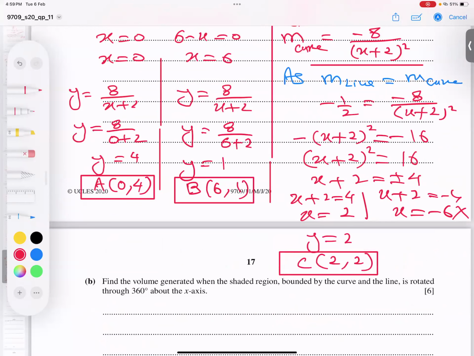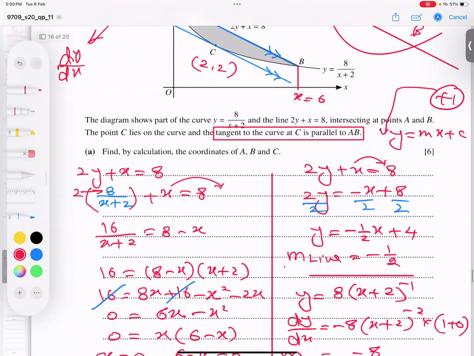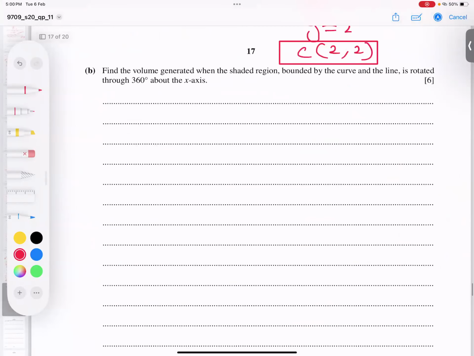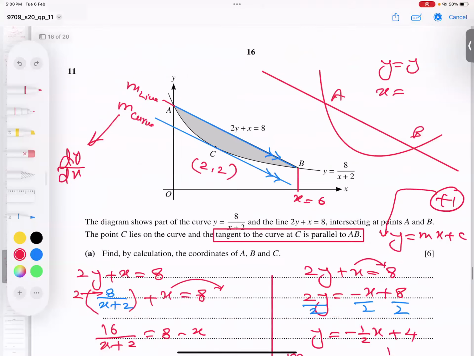And now I'm going to do part number B. Okay, part A is completely over for 6 marks, and part B is what, student? Listen to me carefully. Find out the volume generated when the shaded area bounded by the curve and the line is rotated about the x-axis. So first of all, I will show you to give you some idea.